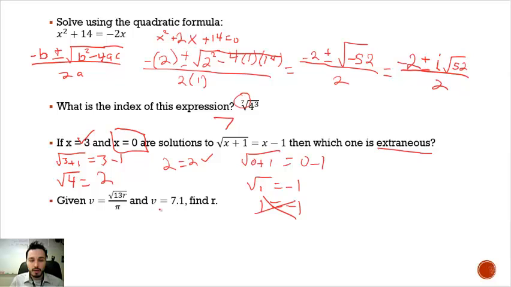Then, this one here, y'all seem to have trouble with this on the quiz. It's real simple. I'm given a formula, I'm given a value for one of these two unknowns, plug it in, and then solve for the other unknown. So 7.1 is v, I just replace that, and now I solve for r. Well, the pi is not inside the square root sign, so I'm going to have to multiply both sides by pi.